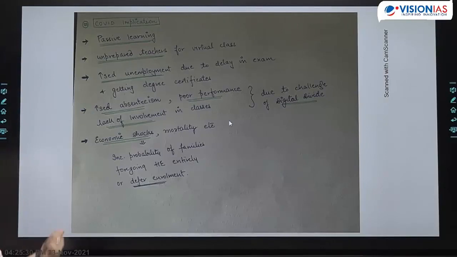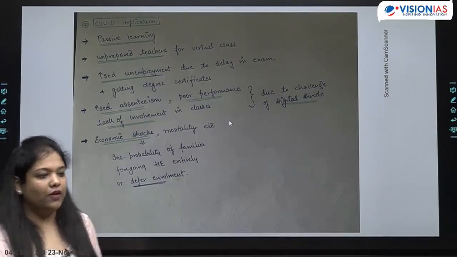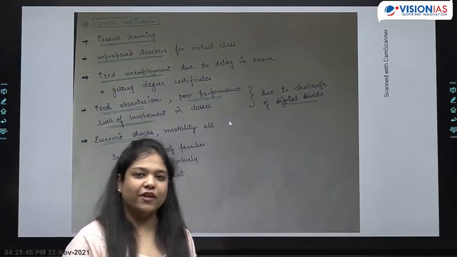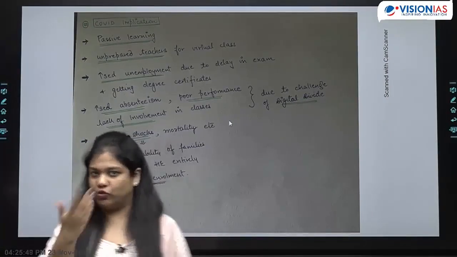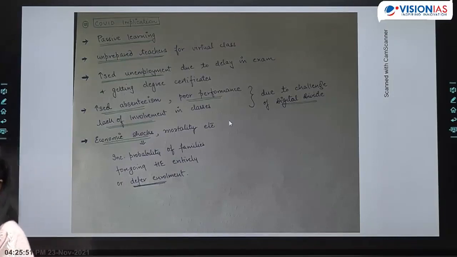Then because we have discussed now economic shocks वगैरह की वजह से, job loss की वजह से, many children have been withdrawn from the higher education or their enrollment has been deferred. Is this clear? So there might be a question with respect to higher education. There might be a question with respect to higher education vis-a-vis COVID. So that totally depends. ठीक है.